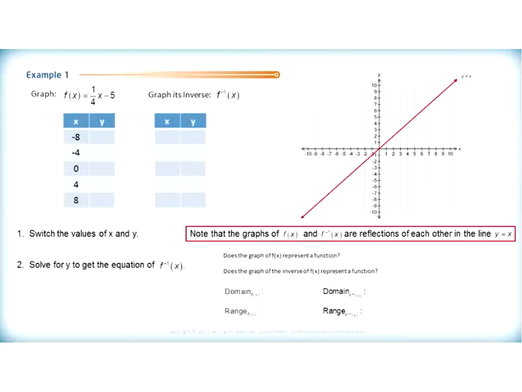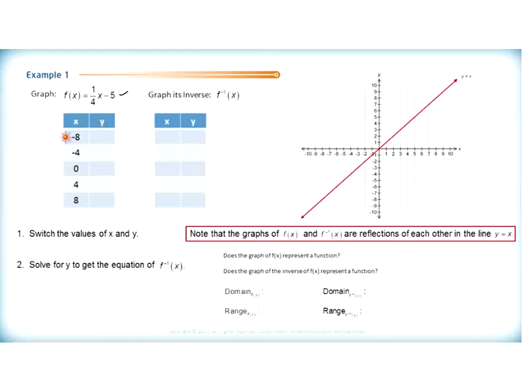Okay, let's move on to an example. We're going to sketch the graph of the inverse of a function, and use the vertical line test to help us determine whether it's a function and whether or not the inverse is a function. Let's start out with this linear function, f of x equals 1/4 x subtract 5. Let's simply plug in values of x, find values of y, and sketch the graph.